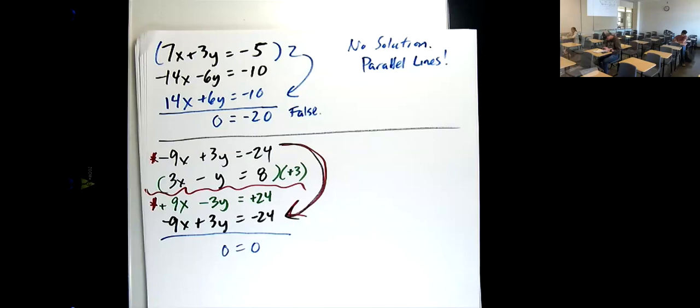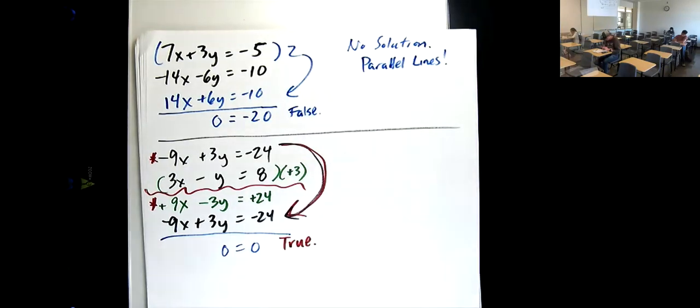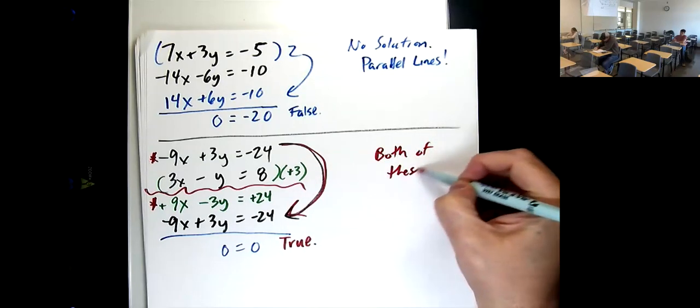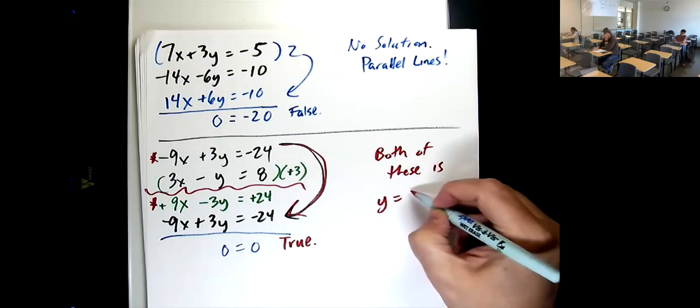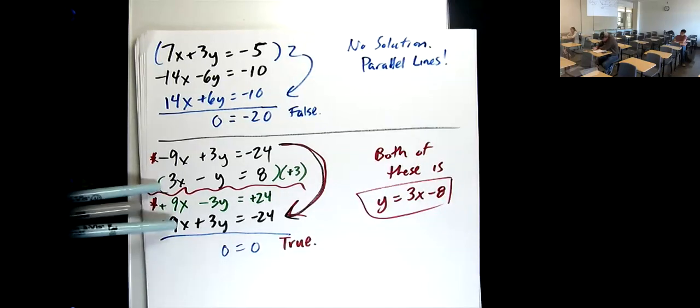So 0 equals 0 is true all the time. Both of these are y equals 3x minus 8, which I got from solving the bottom one real quick. They are the same line when you simplify it.